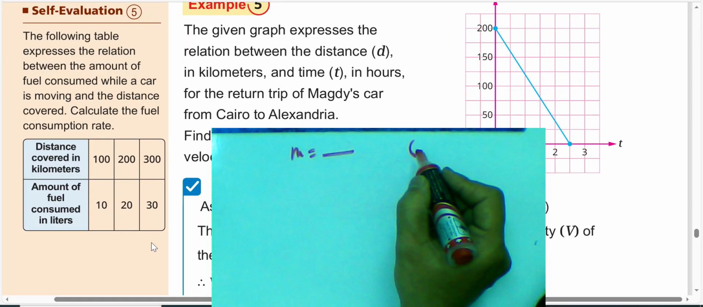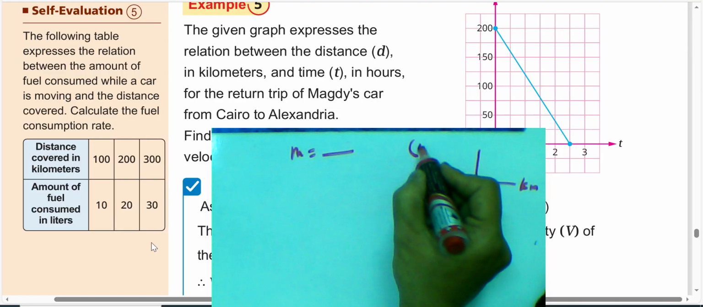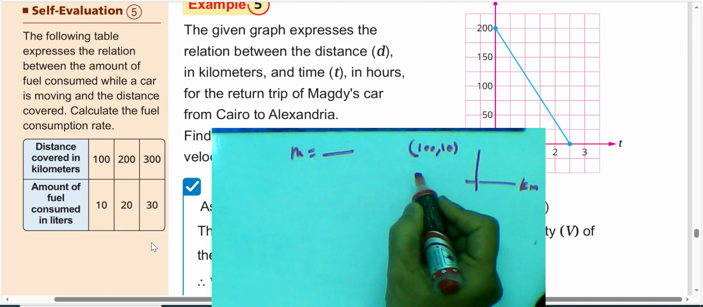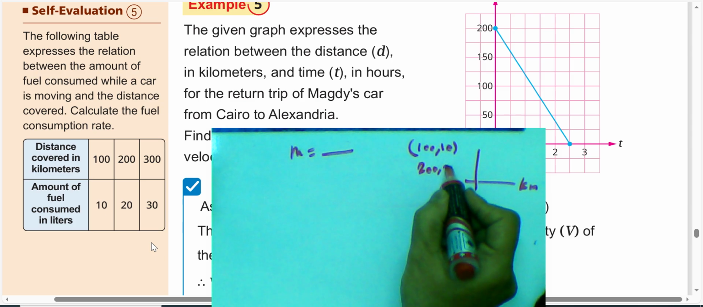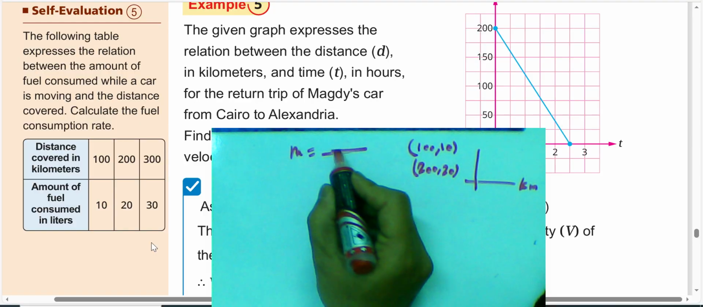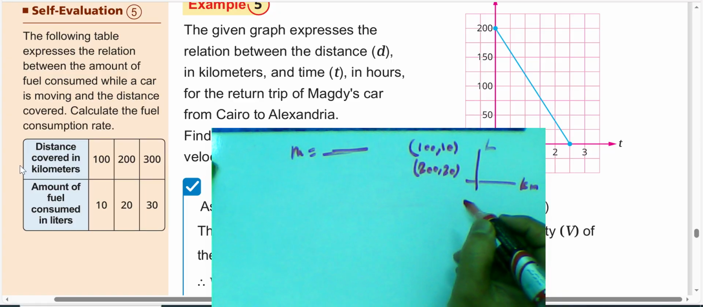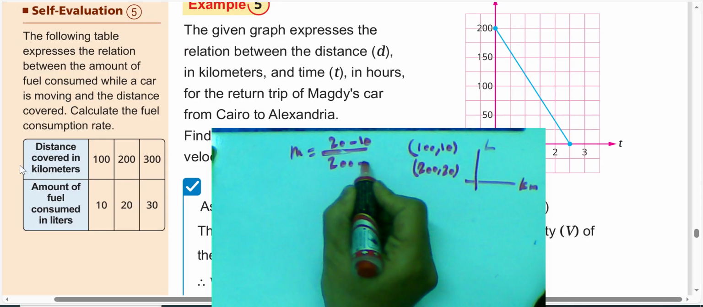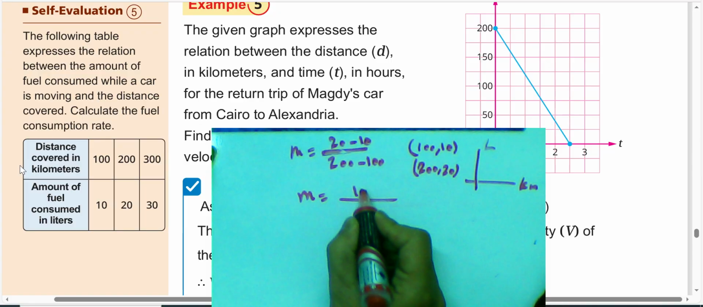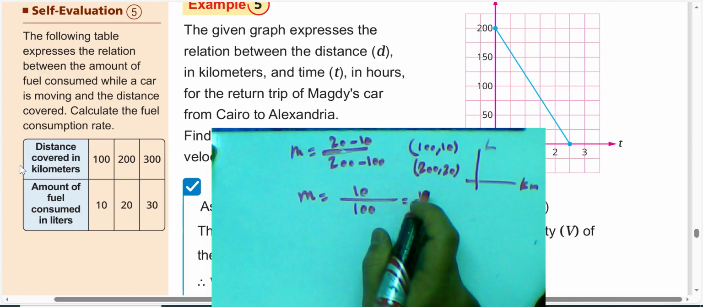We have 2 points here, distance in kilometers. We can write the order first, 100 and 10, and the second, 200 and 20. We have 2 points from this table, the relation between distance in kilometers and liters. Then we can find the slope: 20 minus 10 over 200 minus 100. The slope equals 20 minus 10 equals 10, 200 minus 100 equals 100, then 1 over 10 is the result.